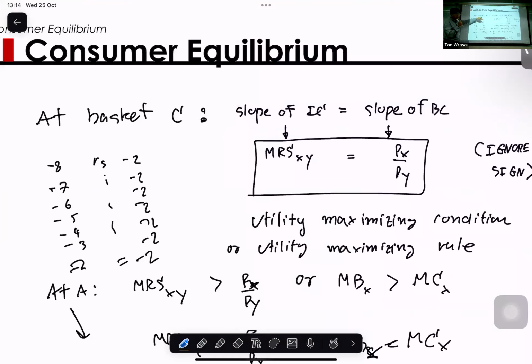And then we argue next, what is the slope of the indifference curve? The slope of IC is the marginal rate of substitution between pizza and Pepsi. The slope of the budget line is the price ratio, or relative price. Ignore the sign for a moment. MRS, the slope of the indifference curve, equals PX over PY, the slope of the budget line.